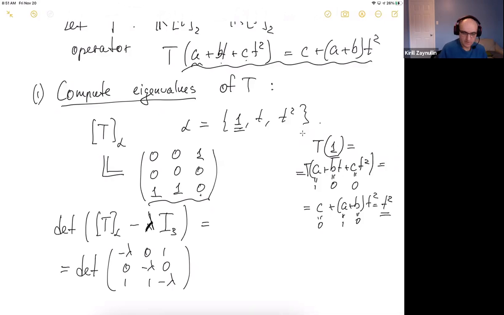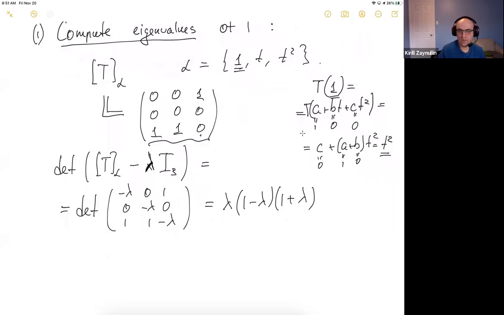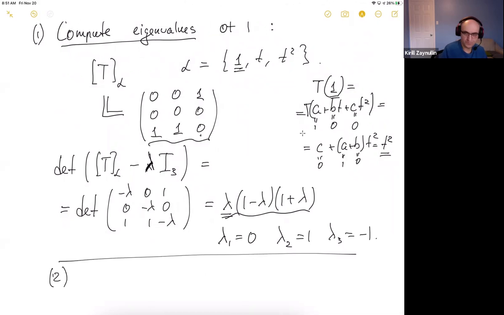Then it is pretty straightforward to compute this determinant. I leave it as an exercise and just write down the answer. It is lambda times 1 minus lambda times 1 plus lambda. From this expression, we see that the eigenvalues are just the roots: lambda 1 is 0, that corresponds to this factor, then lambda 2 is 1, and lambda 3 is minus 1. So those are the eigenvalues.